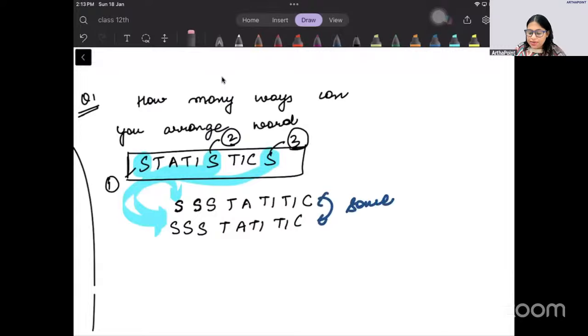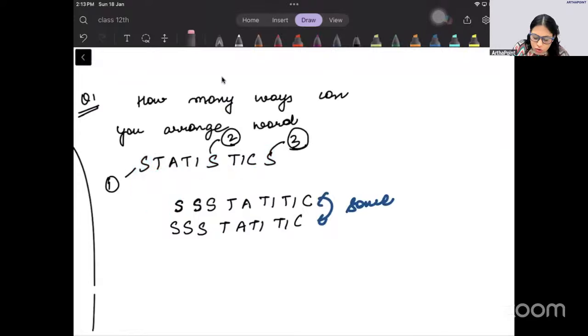These two will be the same. Because there are 3 S's, I cannot tell someone that this, this and this are different, because here I have my first S coming first and here I have my second S coming first. That's not something that happens.